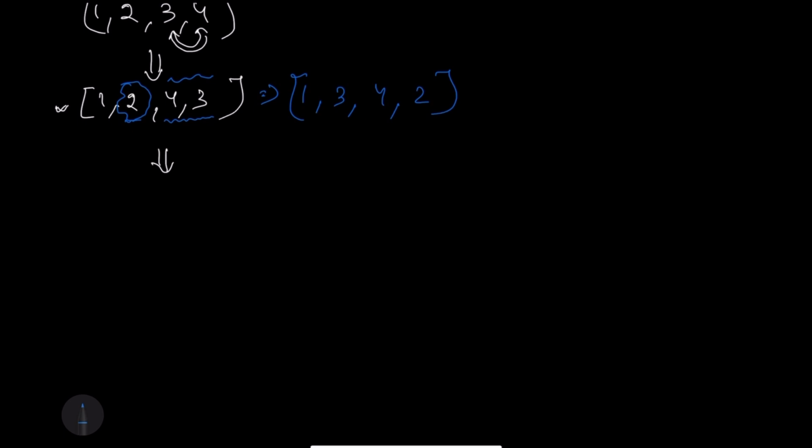And once we have done that, now we see that our decreasing subarray is still in decreasing order. So we would just reverse our decreasing subarray. So that would be 1, 3, 2, 4. So our next permutation would be 1, 3, 2, 4.